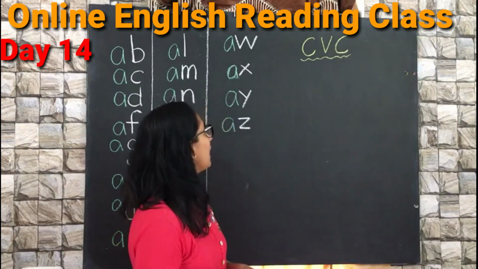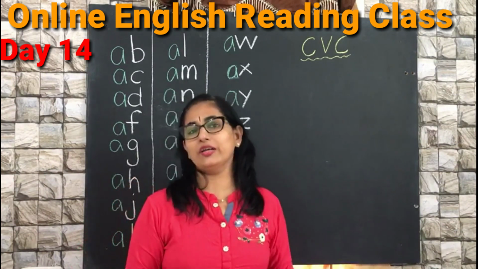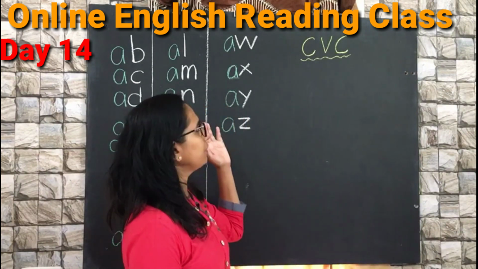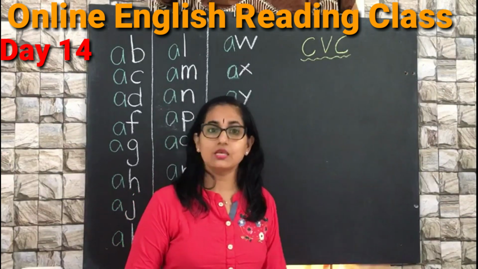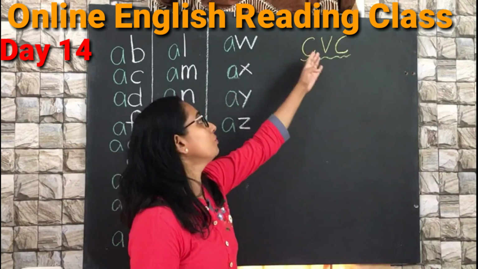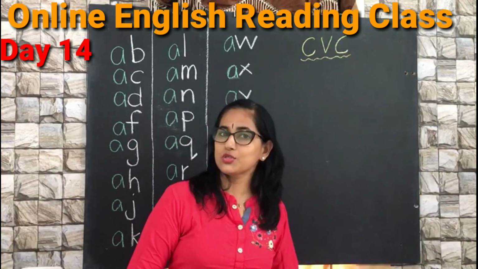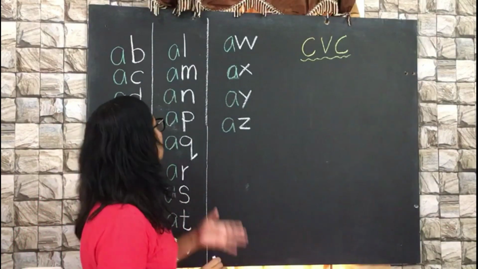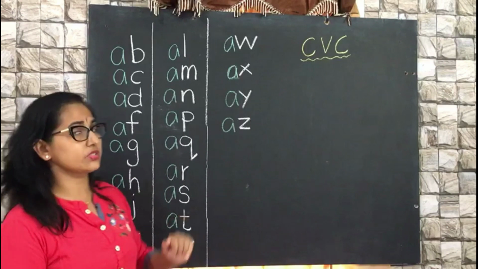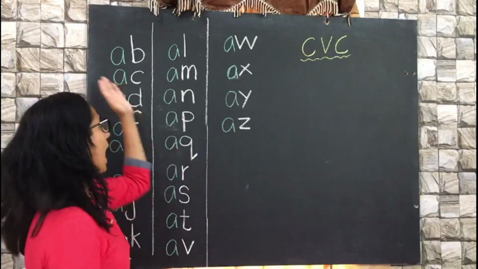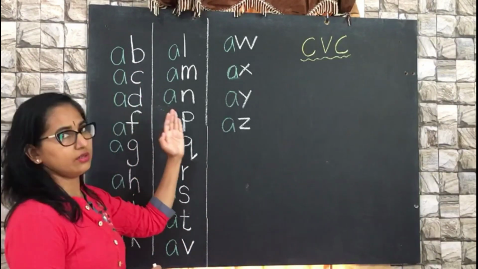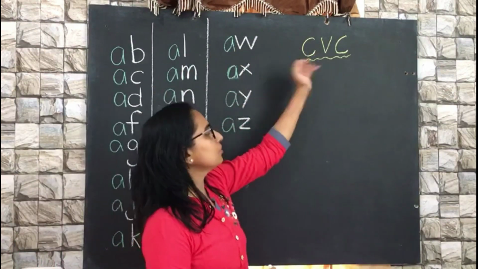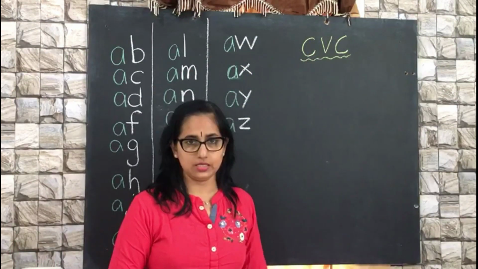I welcome you all to the English online reading class, and today's topic is how to introduce three-letter words, especially consonant, vowel and consonant words, to your little one. Once your child is thorough with joining the vowel and the consonants together, like ab, ag, ad, and is ready to read like this, you can introduce CVC words.